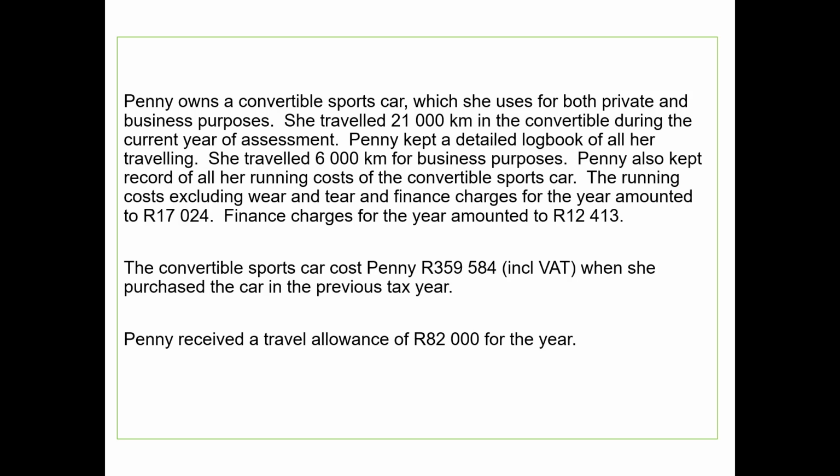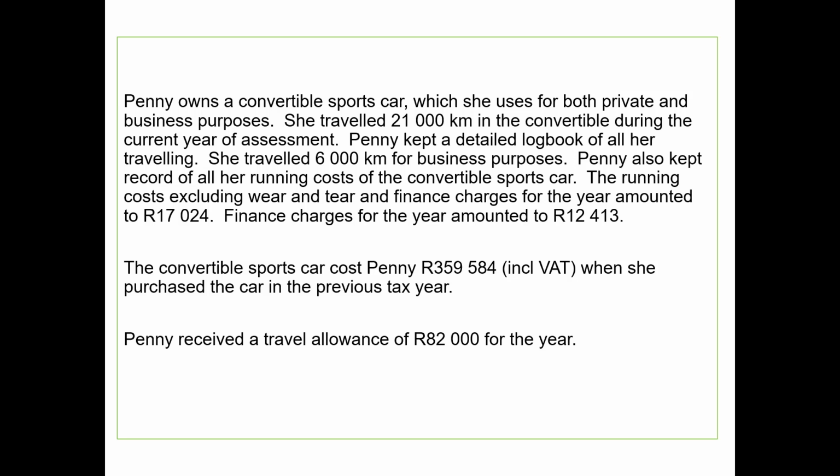The convertible sports car cost Penny 359,584 inclusive of VAT when she purchased the car in the previous tax year. Penny received a travel allowance of 82,000 for the year. So what we need to look at is how much will be included in Penny's taxable income. I think that is what is making the requirement.